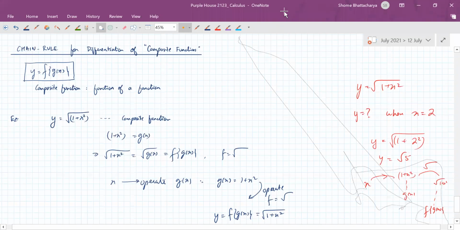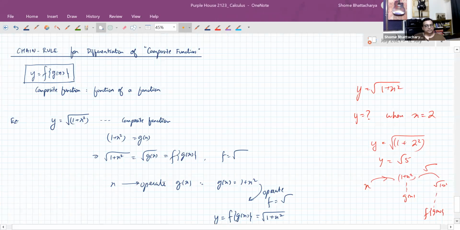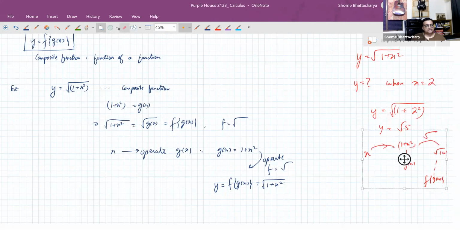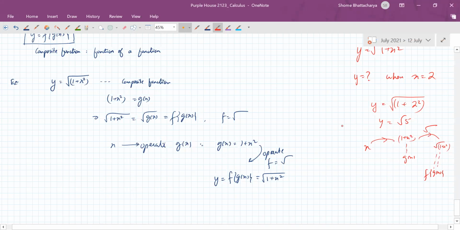So the operations that we are doing are in this order. First we are operating 1 plus x square on x. On the variable x, what is the first thing we are applying? We are applying 1 plus x square, and that is our g of x. And then on that we are operating what? We are operating the square root function. So we are getting square root of 1 plus x square, and that is our f of g of x. Is it clear now? Okay, sir.